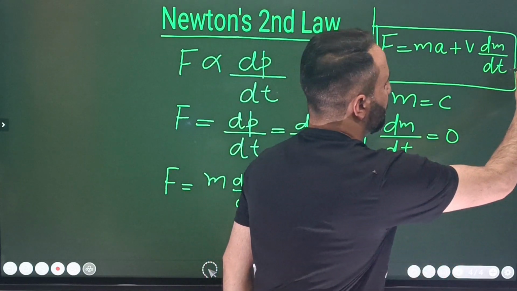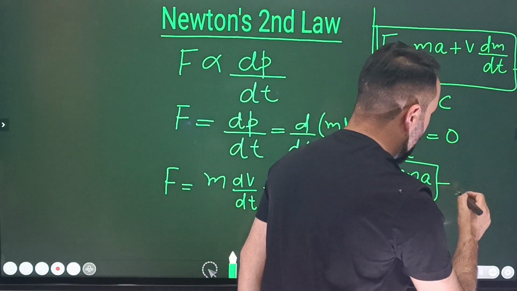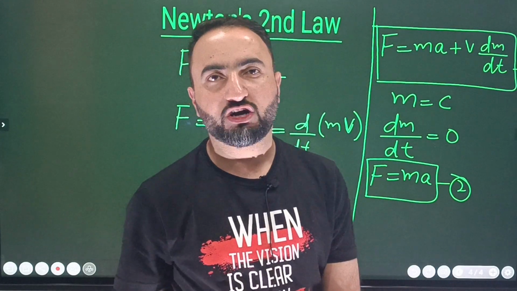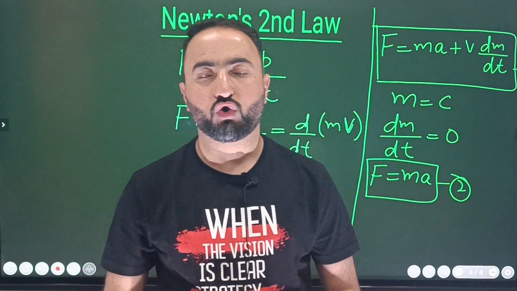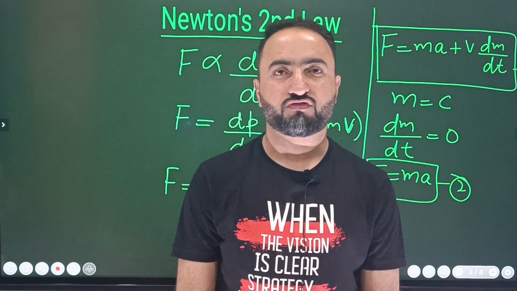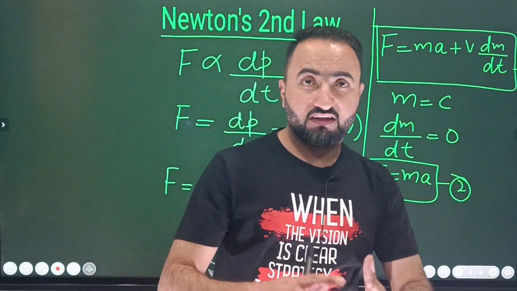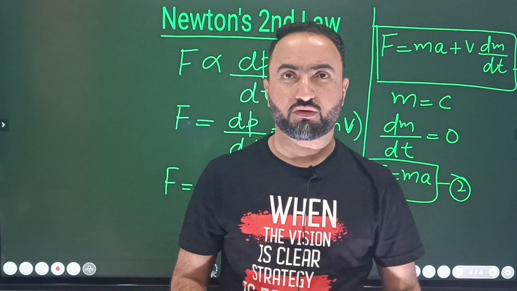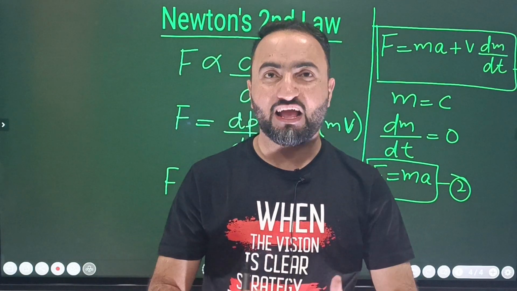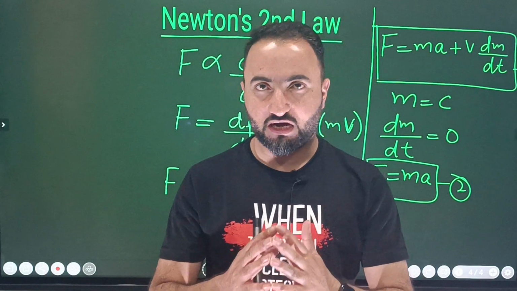So that means this is our equation number first and this is our equation number second. But this equation number second is not a generalized equation. ये तब true होगी बेटा when the mass of the particle remains constant. Okay? Otherwise this is the more generalized equation. But as I already said, in 95% of the problems in Newton's laws of motion, we will be assuming that the mass of the particle remains constant.